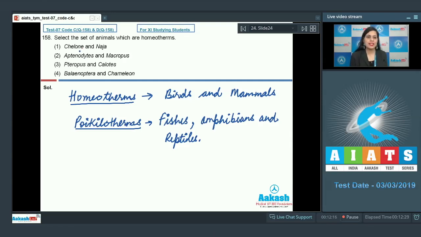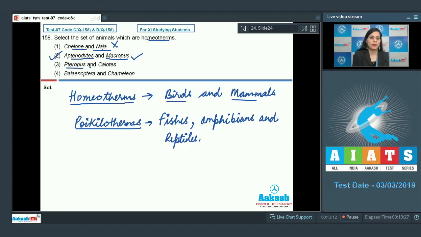Let's discuss the options. The very first option given is Chelone and Naja. And this is an incorrect option, because Chelone and Naja belong to the class Reptilia, and they are poikilotherms and not homeotherms. The next option is Actinodites and Macropus. And as this set of animals include homeotherms, so this is a correct answer to our question. Actinodites belongs to the class Aves, it's a bird, and Macropus is a mammal, and both these organisms are homeotherms.